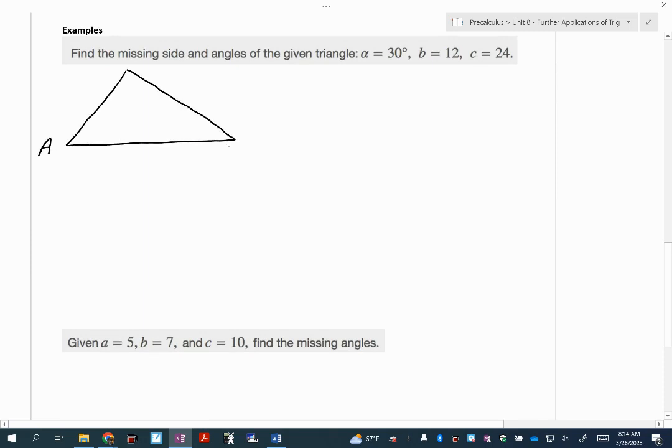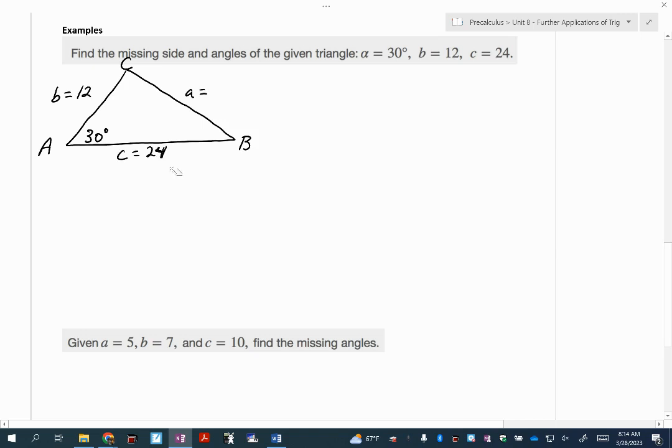All right, so here's triangle A, B, and C. And we have angle A is 30 degrees. Side length A, we don't know. Side length B is 12. And side length C is 24.